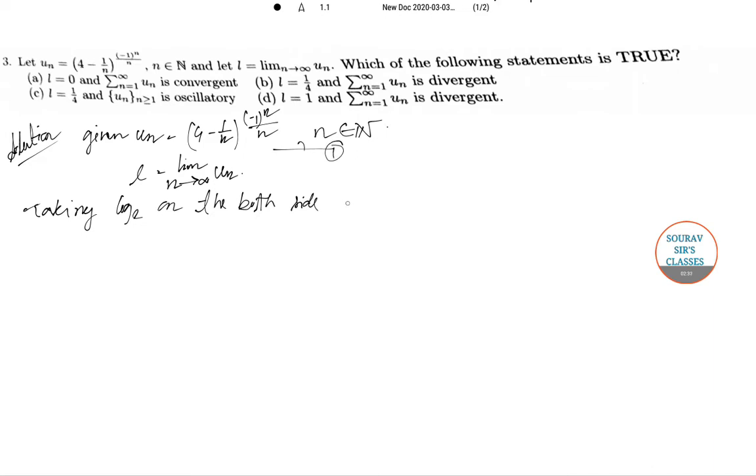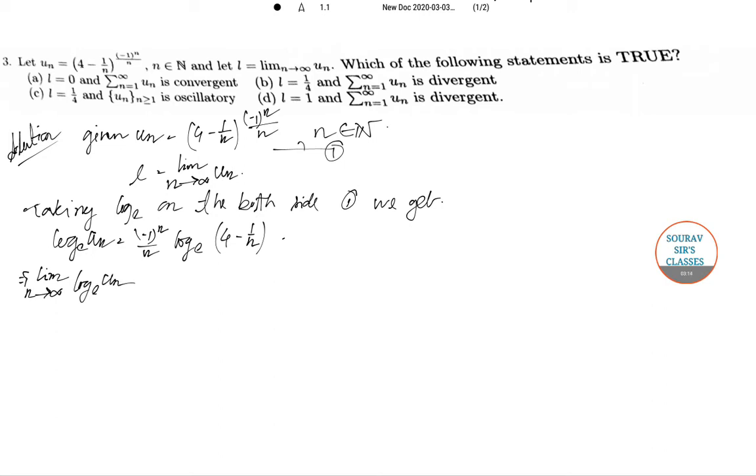we get log base e un equals (minus 1) to the power n by n times log base e (4 minus 1 by n). Now we have to take the limit on both sides. It is limit n tends to infinity of log base e un. We can write ln also.